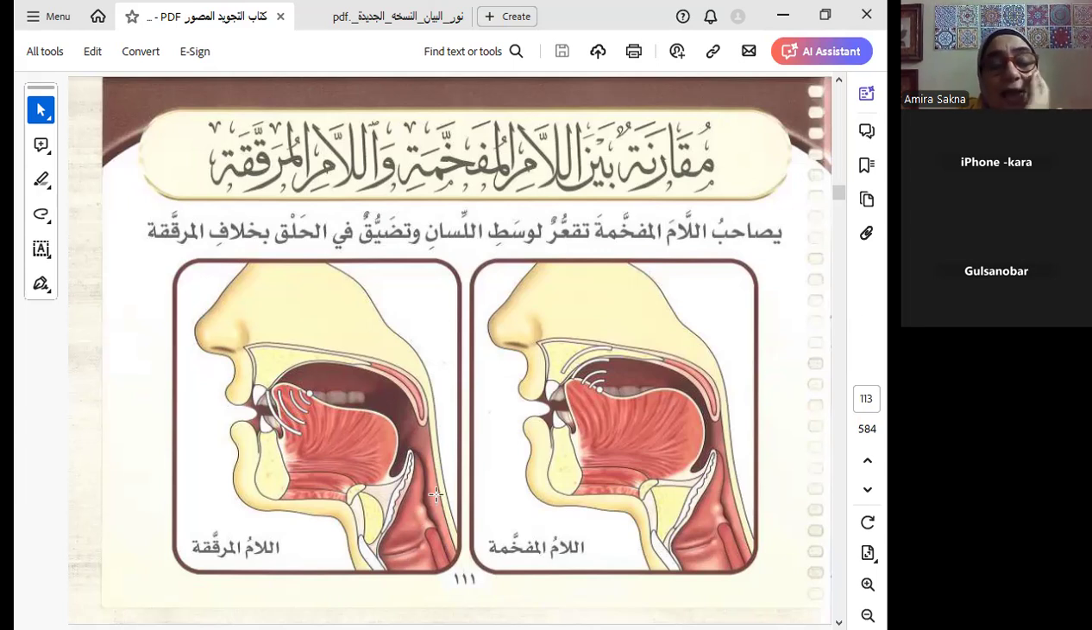Okay? So with heavy letters, heavy lam or any letter, the back of the tongue will be raised and the epiglottis will be retained back toward the wall of the throat. While with an empty mouth, the back of the tongue will be lowered and the epiglottis will remain where it is. Fine? Okay. Let's go now to take the examples.